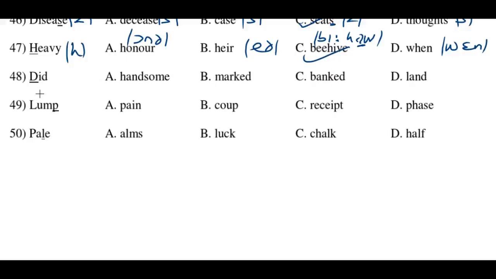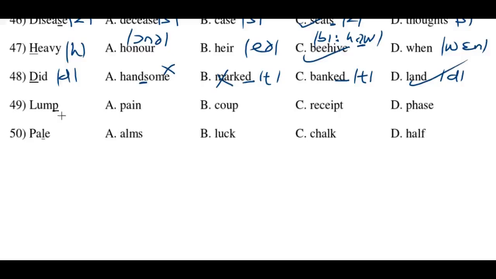48. We have did. We are looking for D. This is handsome. This D here is silent. This is marked. The ED here is pronounced as t. Then this is banked. ED is pronounced as t. And this is land. The answer is D.